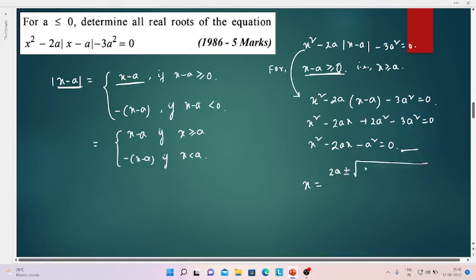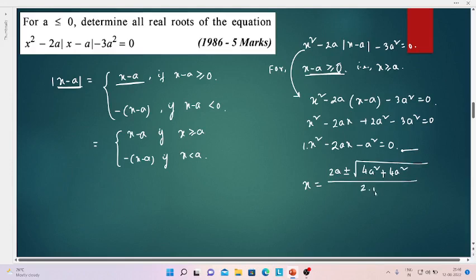I mean minus 2a whole square. So it will be 4a square, right? b square minus 4ac, I mean 4 times 1 times minus a square, right? So it will be minus 4a square, and here minus is also there. So it will be plus 4a square.